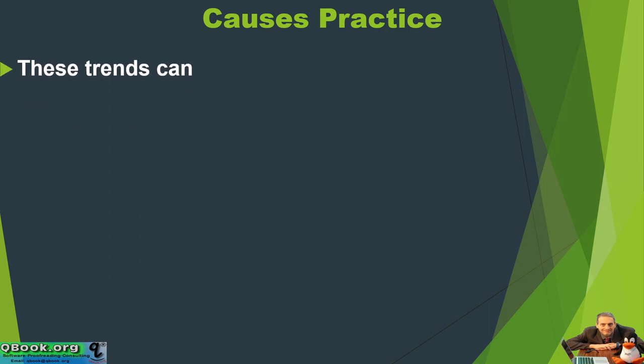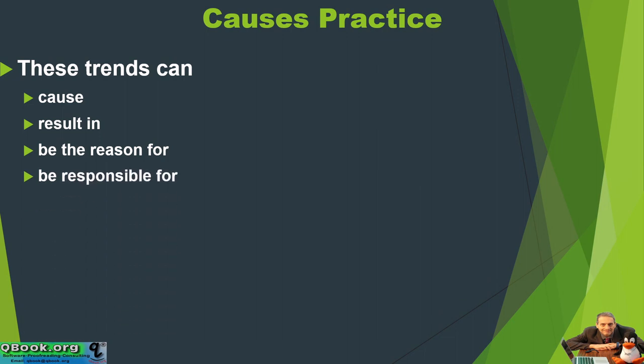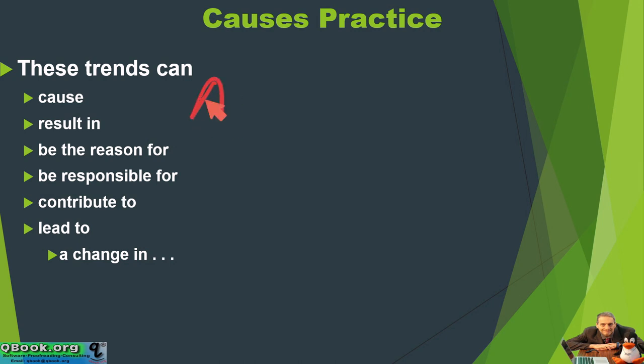Trends are often used in business. These trends can cause, these trends can result in, these trends can be the reason for, these trends can be responsible for, these trends can contribute to, these trends can lead to a change in. And again, this is the exact same idea. We're having some kind of A, and A will cause, result in, be responsible for, contribute to, and then we move on to B. You see?